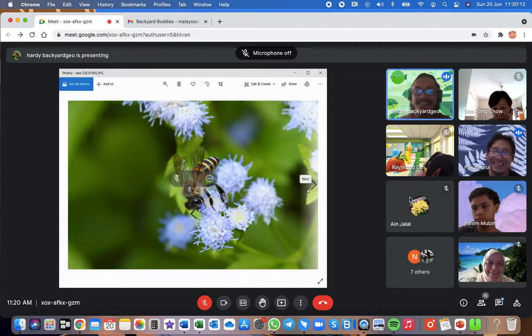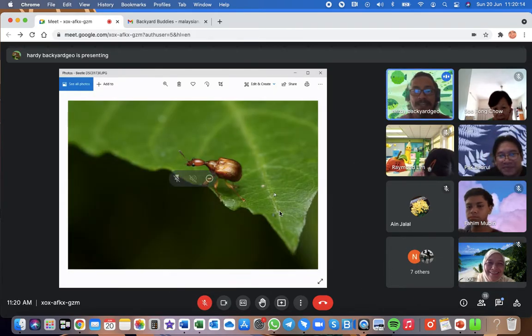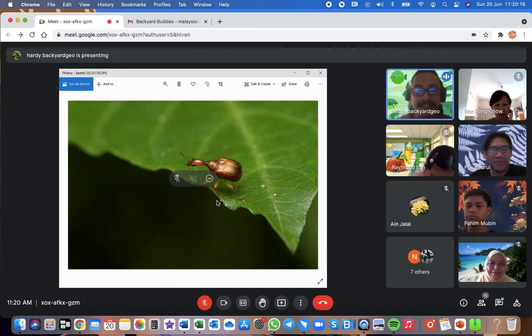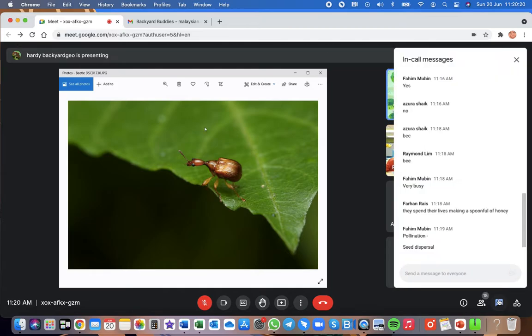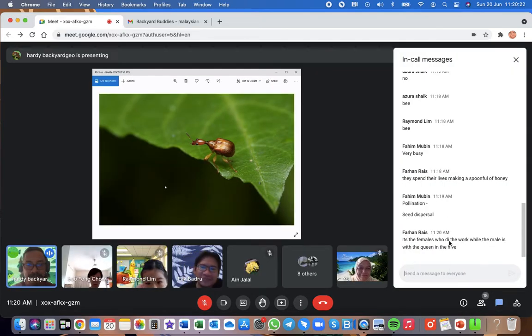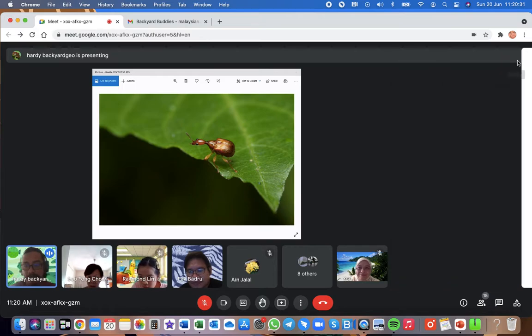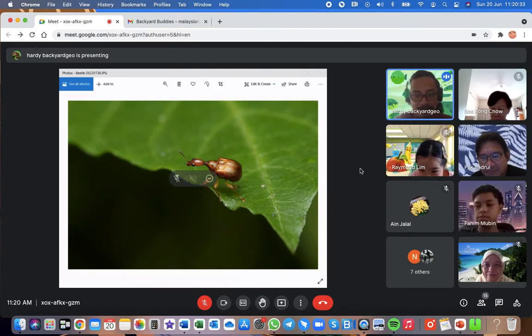Alright. Next one. This is something very interesting that you may find in your garden. This is what we call a giraffe weaver. Giraffe from Africa. I'll write it down, if I can spell it correctly. My spelling is bad.